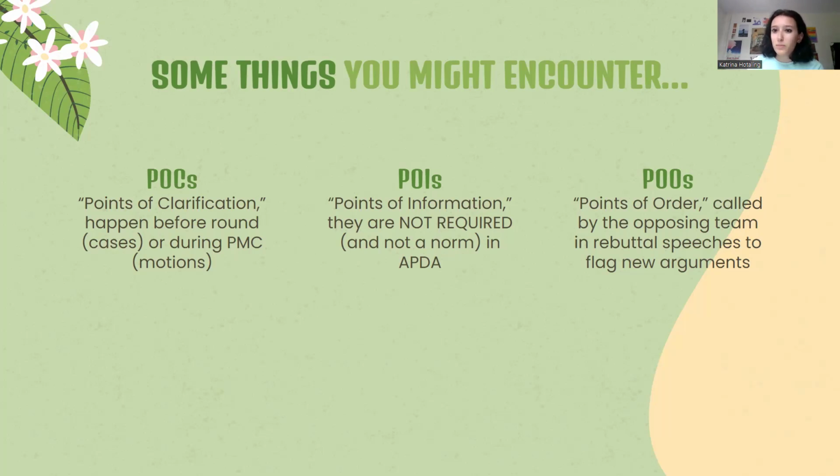Lastly, there are POOs, or points of order, which are called by the opposing team during a rebuttal speech to flag new arguments. As the judge, you should mark down what is being called new, and you should also give the other team a chance to respond and tell you where they have said that on the flow before, or what they think it's responding to, or if they think it's new weighing or whatever their response is to it. Listen to it. I will never ever make a ruling on them when they are said.